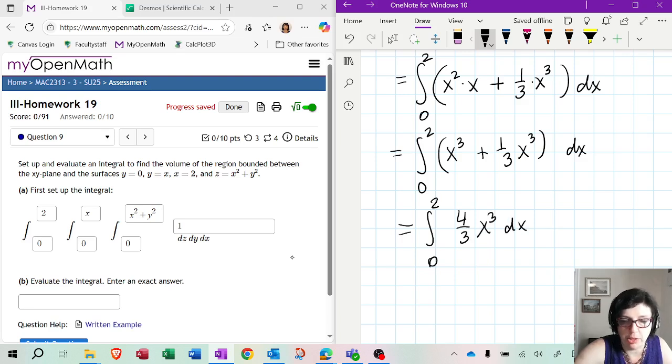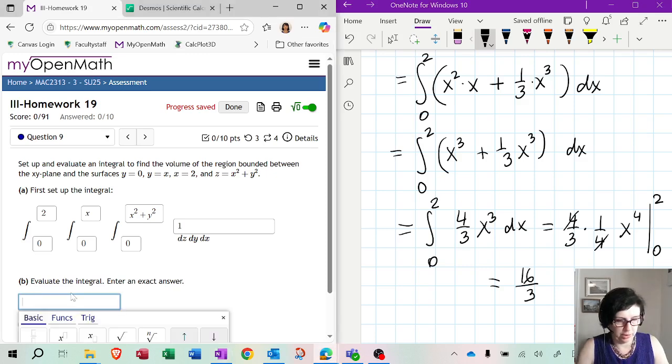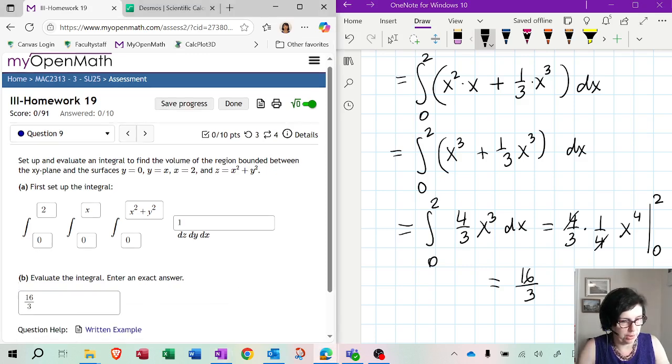And now we are ready to integrate for the last time. So this is going to be 4/3, add 1 to the power, and 1/4 comes in the front. So this 4 will cancel, and we substitute in 0 to 2. So 2 to the power 4 is 16/3, is what I got. Let's see if that is correct. Let's test it out.